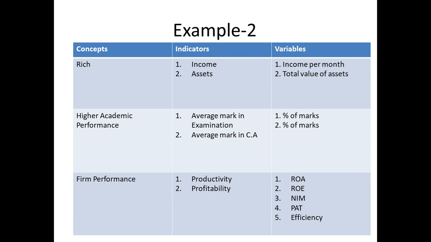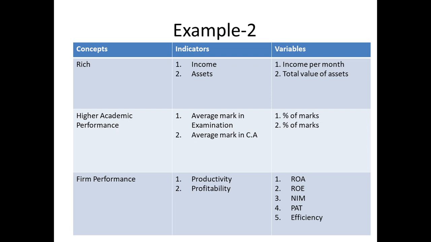It's not necessarily his profit, it's the asset they are using, right? An asset is an asset. Those are the things they are using. So, total value of assets. The other one is higher academic performance. When you say somebody has higher academic performance, the indicators are average mark in examination or average mark in CA, right? And those are indicators that you can determine to be able to capture higher academic performance, right?